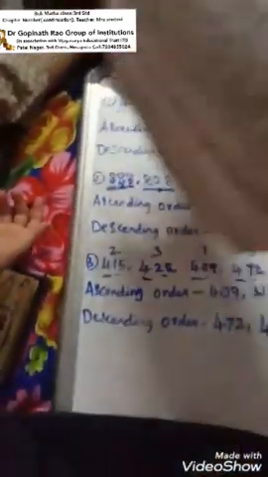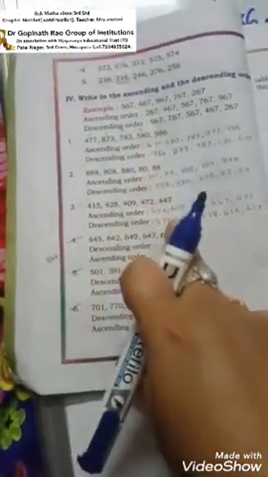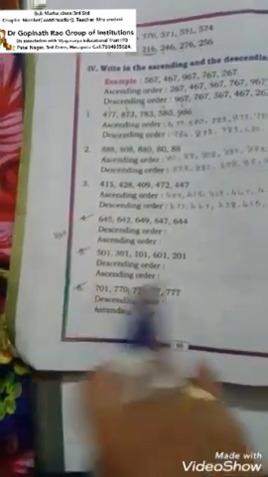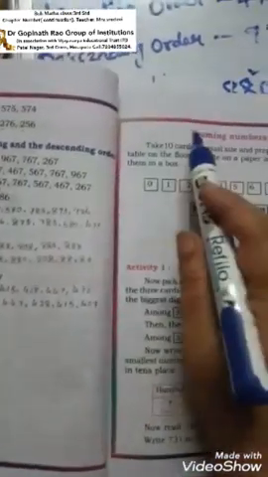Okay, children. So these are the first 3 examples. See here, they have been solved in the textbook. So these 3 are the homework for you all. Question number 4, question number 5 and question number 6 are the homework. Okay, children. Next we will move to the next topic, that is framing numbers.